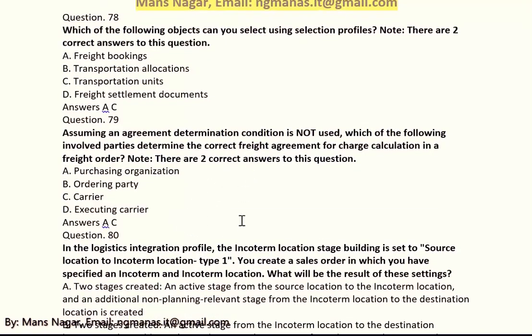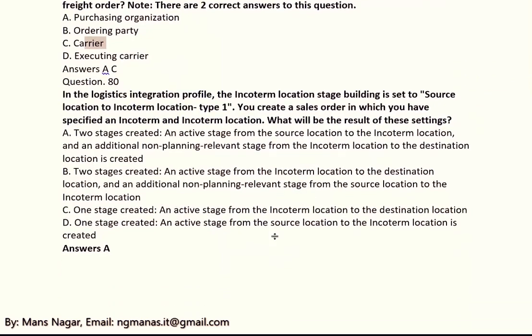Assuming an agreement determination condition is not used, which of the following involved parties determine the correct freight agreement for charge calculation in a freight order? A and C: purchasing organization, carrier.